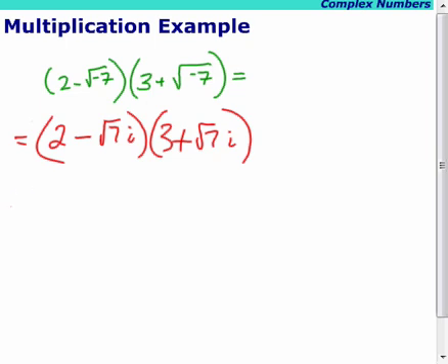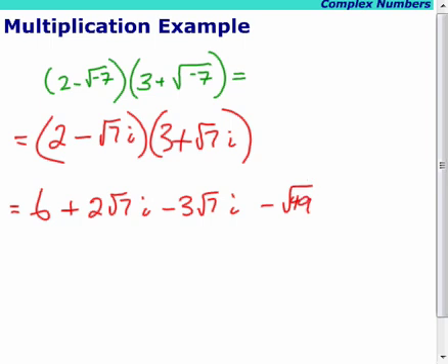Okay, so to do my FOIL thing, 2 times 3 is 6, 2 times root 7I will be, oh, this will be awkward, 2 root 7I, and then minus root 7I times 3 will be a negative 3 root 7I. And finally, negative root 7I times positive root 7I will be a negative root 49I squared.